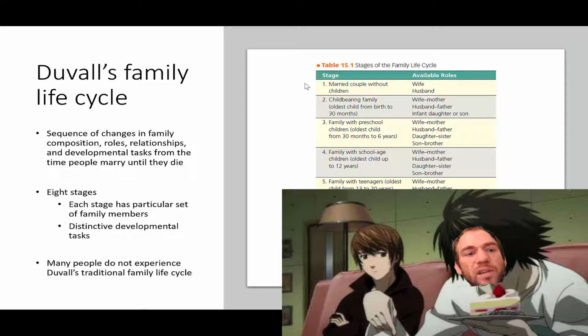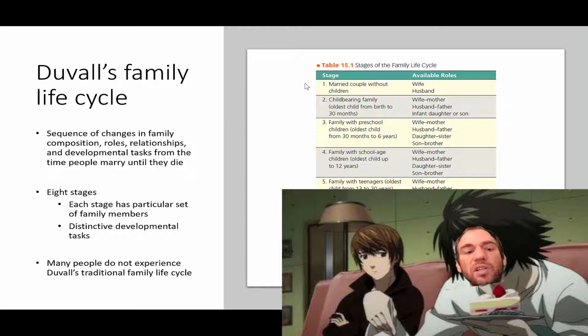Duvall's family life cycle is the sequence of changes in family composition, roles, relationships, and developmental tasks from the time people marry until they die. There are 8 stages. Each stage has a particular set of family members, and distinctive developmental tasks are embedded within each stage. Many people do not experience Duvall's traditional family life cycle, so this is a classic theory within a weird context. And you can see here, on the right-hand side, that at each stage there are different roles available to an individual, and you work through this in a stage-like process, just like any other stage theory.